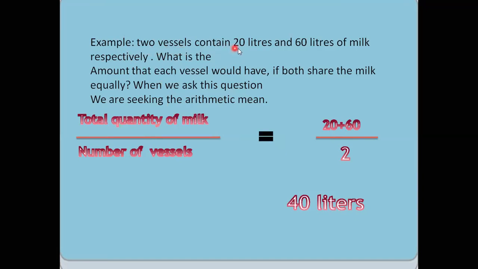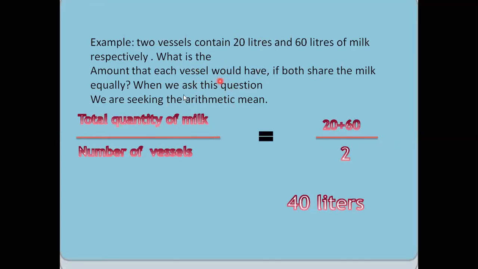Two vessels contain 20 liters and 60 liters of milk respectively. What is the amount that each vessel would have if both share the milk equally? When we ask this question, we are seeking the arithmetic mean. See here, what is the question? Two vessels contain 20 liters and 60 liters. In one vessel there are 20 liters of milk, and in another vessel there are 60 liters of milk. Now you have to find the amount in each vessel. So what is the arithmetic mean you have to find?